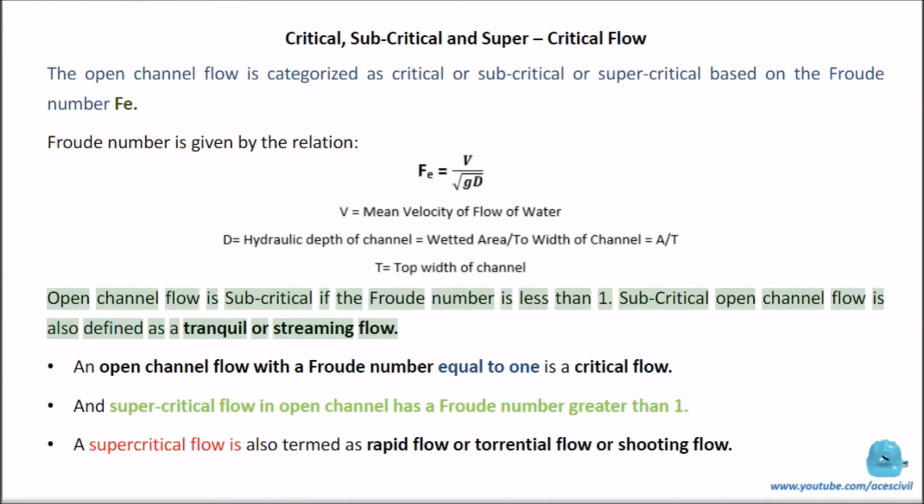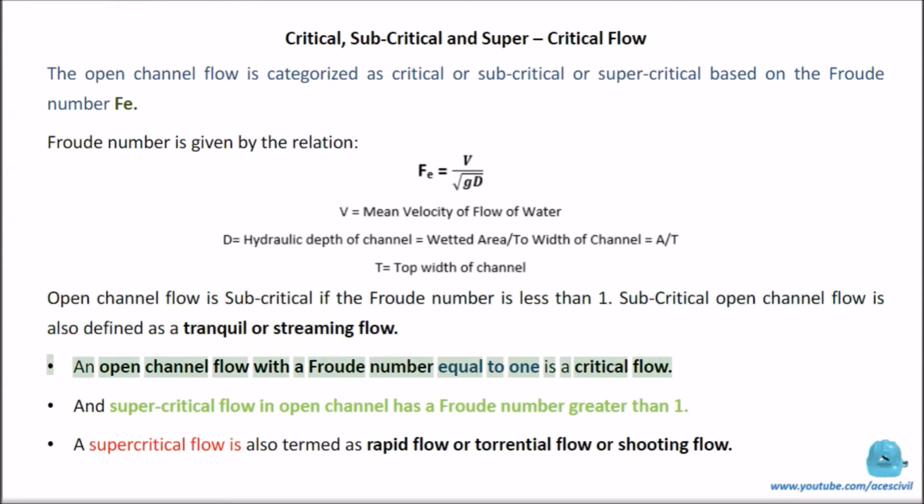Open channel flow is subcritical if the Froude number is less than 1. Subcritical open channel flow is also defined as tranquil or streaming flow. An open channel flow with a Froude number equal to 1 is critical flow. And supercritical flow in open channel has a Froude number greater than 1. A supercritical flow is also termed as rapid flow or torrential flow or shooting flow.